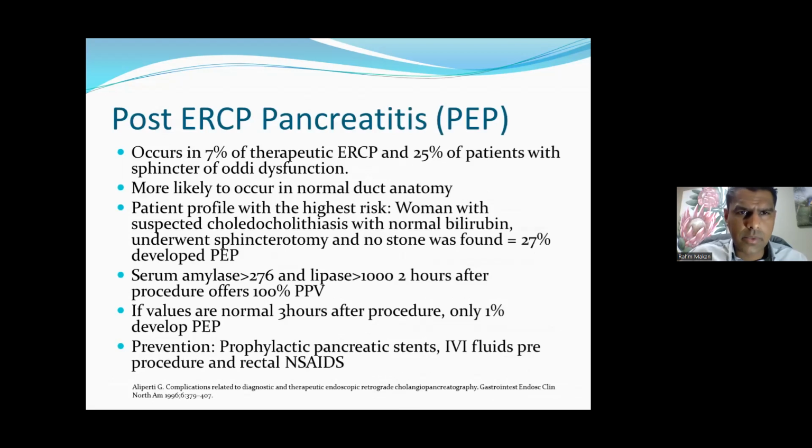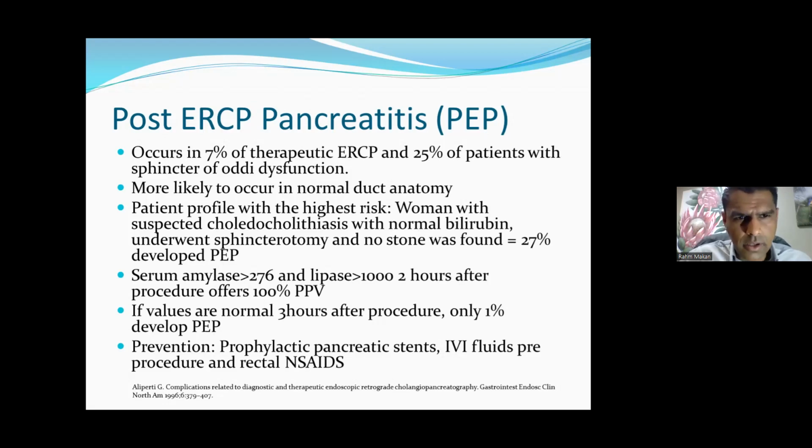All right, so post-ERCP pancreatitis occurs in 7% of therapeutic ERCPs, and in 25% of patients with sphincter of Oddi dysfunction. So it's more likely to occur in patients who have normal duct anatomy. And the patient profile to describe this would be a woman with suspected choledocholithiasis and a normal bilirubin that underwent a sphincterotomy, and no stone was found. So 27% of these patients develop post-ERCP pancreatitis.